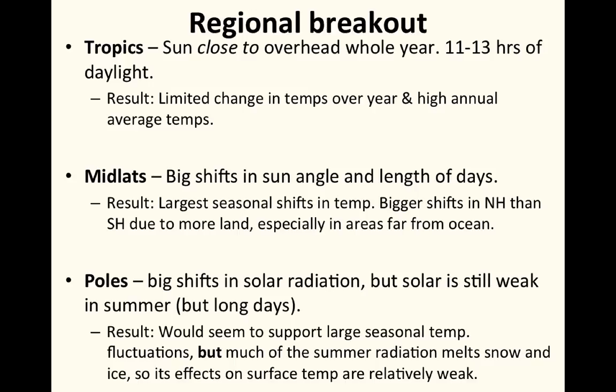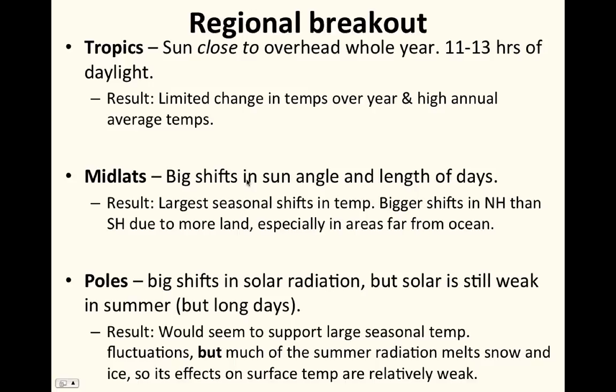There's about 11 to 13 hours of daylight, depending on how far off the equator you are. And the result there is limited changes in temperatures over the year, which means a reduced annual temperature range, and high annual average temps since the sun's always pretty close to directly overhead at solar noon throughout the year.